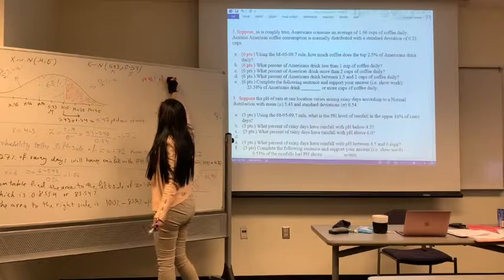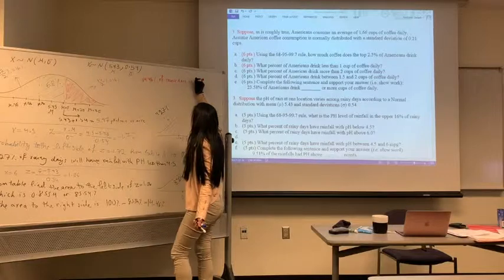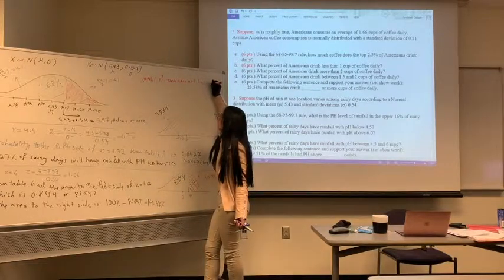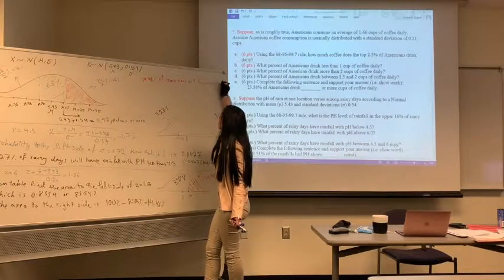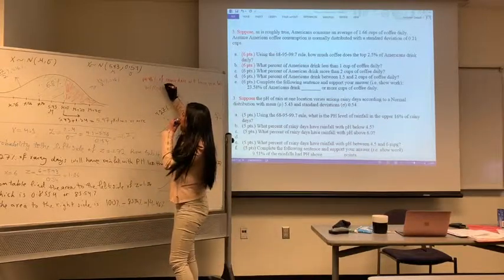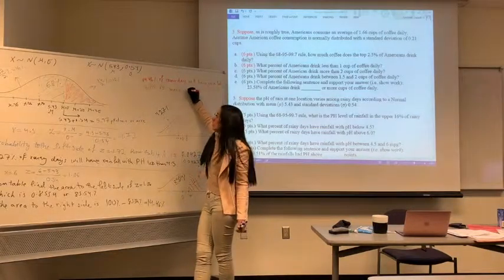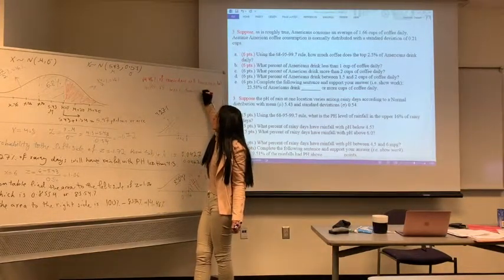So let me write this down, then we will be done. 14.46% of rainy days will have rainfall with pH more than or above 6.0.